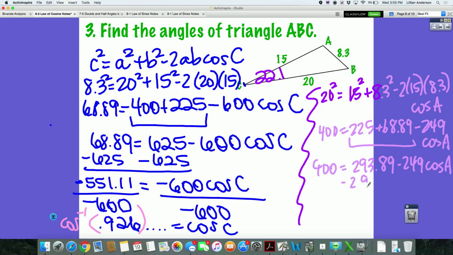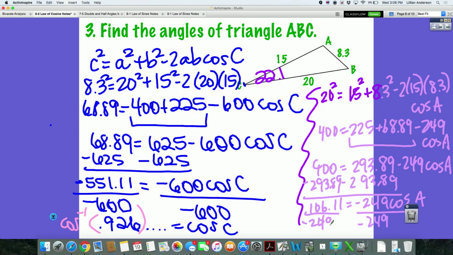I'm going to subtract 293.8 from both sides. That gives me 106.11. Divide. And the last thing we need to do is what? What's the last thing you need to do to find the angle? Inverse. You got to do the inverse of cosine. So when we take the inverse, what is A? 0.22.